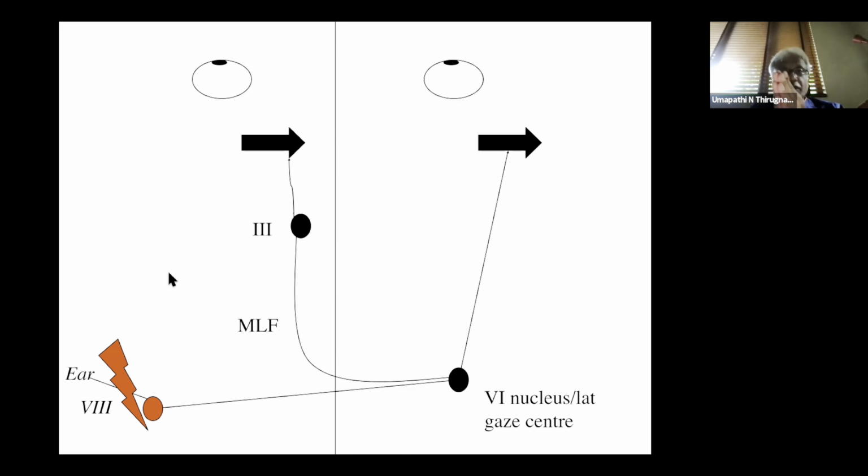So slow phase, fast phase. Slow phase, fast phase. What is this? Nystagmus. So this is the basis of peripheral nystagmus.